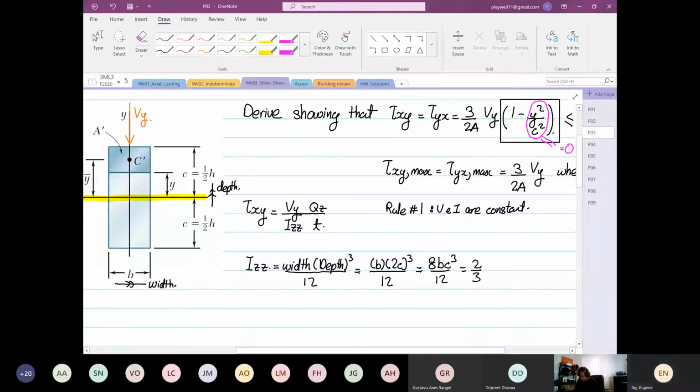2/3, okay, 2/3 BCQ. So from this formula, we know what is our V, we know what is our IZZ. Next, we are going to calculate our QZ.